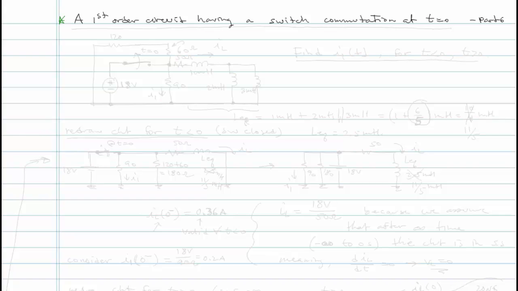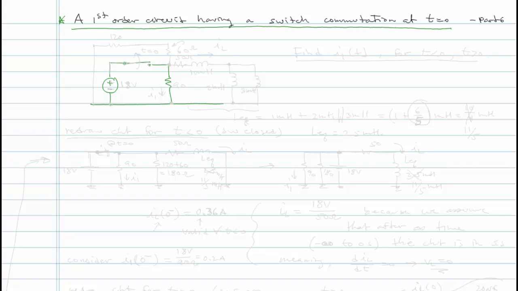This is a continuing lecture in a series covering first order systems. This is part 6, and in this lecture we're going to work just one problem. It's a little more complicated, and one that involves a switch in the circuit, and that switch will actually switch positions at time 0, so part of the problem will be finding the initial conditions to apply for our inductor or capacitor. So here's the circuit.